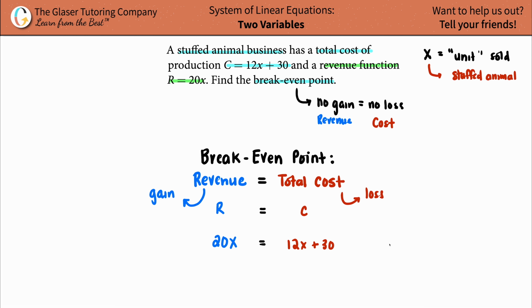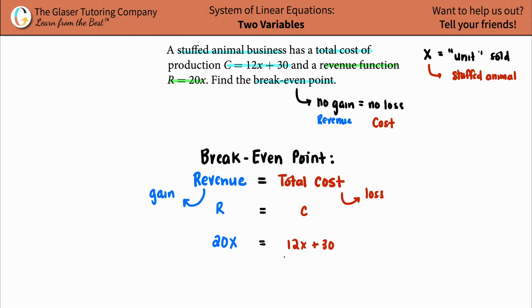So we want to know, basically, how many stuffed animals do we have to sell in order to break even? Any more, right, after that break-even point, you're going to be making a profit. You're going to be making more money than you lose. But we want to find out what's the absolute minimum amount of stuffed animals that we have to sell in order to have no gain, no loss. So now it just comes down to algebra, right? We just want to solve for x.